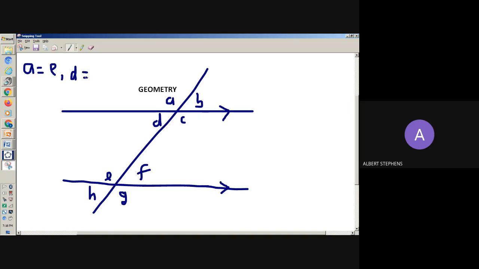is equal to what? H, because they correspond. B is equal to what? F, because they correspond. And C is equal to G, because they are corresponding angles. All right.